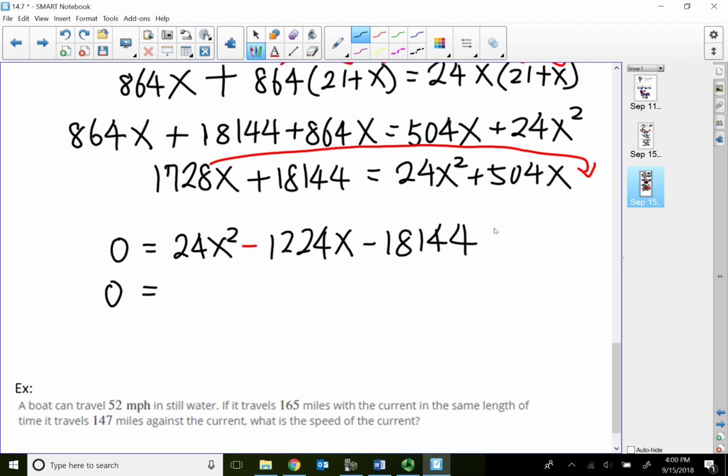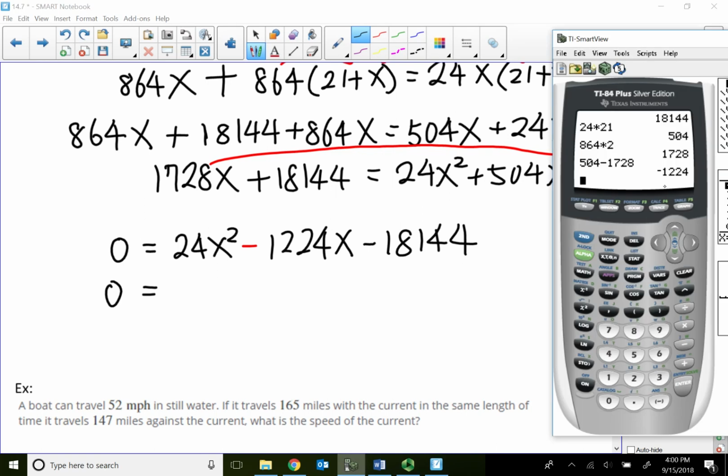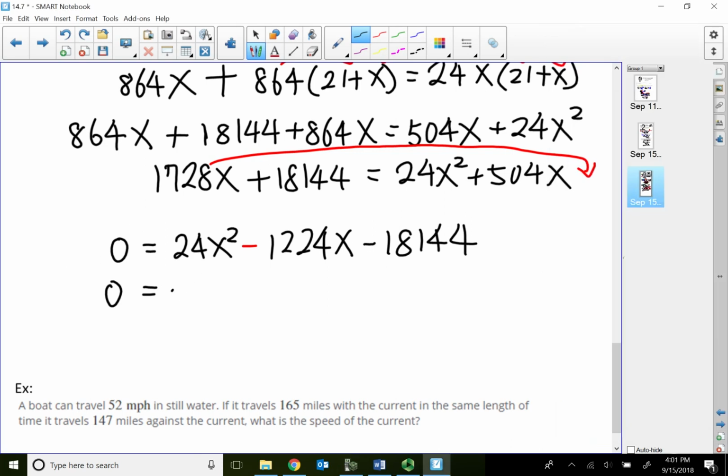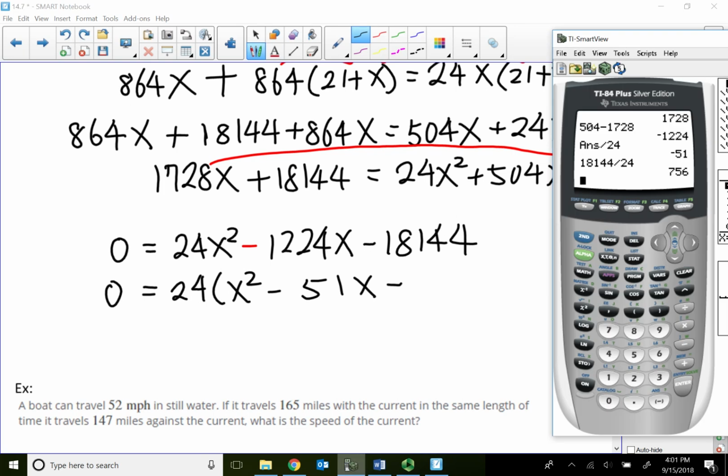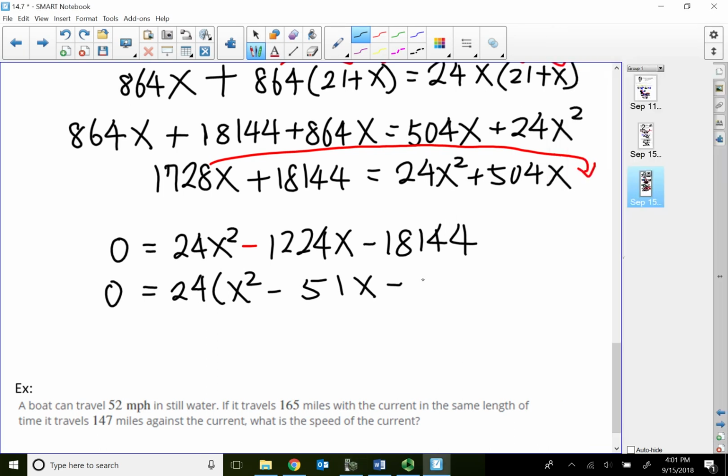All right, so these are humongous numbers. So let's see if we've got some kind of common factor we can factor out. Wouldn't it be great? This 1224 can be divided by 24. I don't know. Let's try it. Please be even. Yes, negative 51. Thank God. All right, 18144 divided by 24. Please work. Yes, 756. So if I factor out 24, that gives me x squared minus 51x minus 756. All right, this is not as bad.